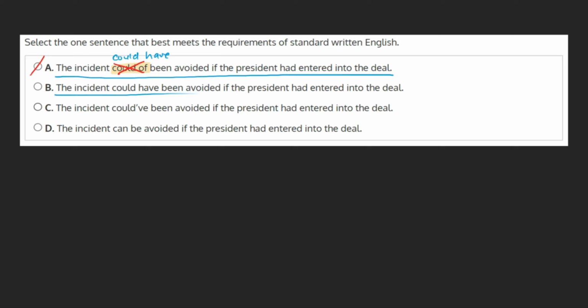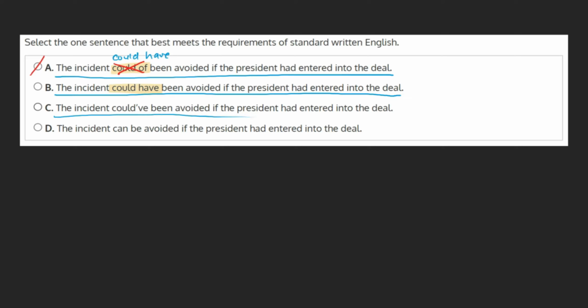B. The incident could have been avoided if the president had entered into the deal. This sentence corrects the mistake we saw in the previous choice. It correctly uses the phrase "could have." As there are no other errors in this sentence, this is likely our final answer, but we can take a look at our other choices just to be sure.